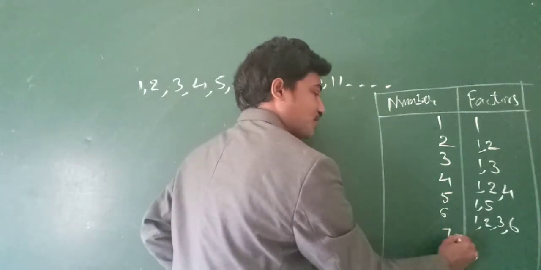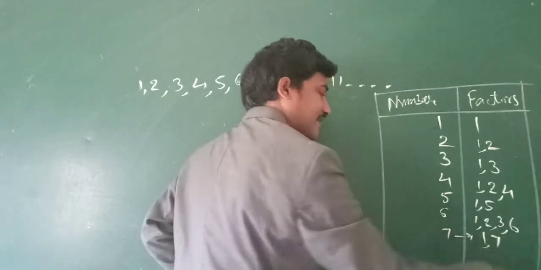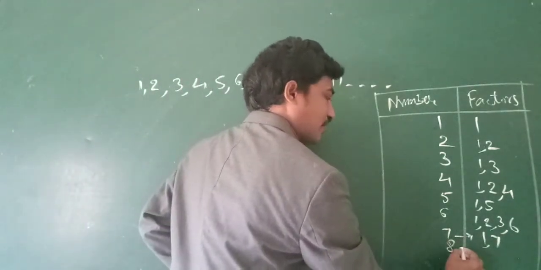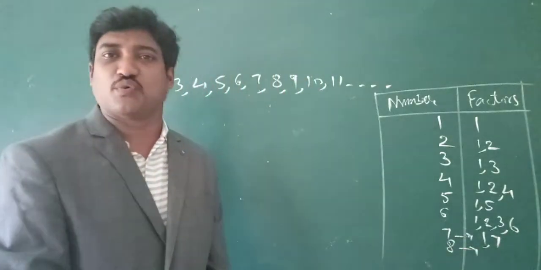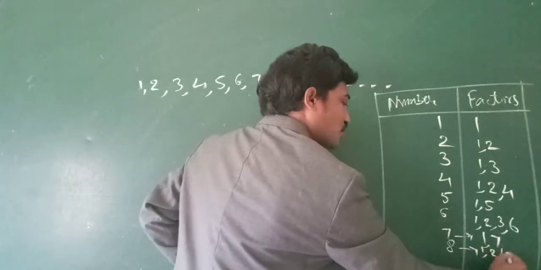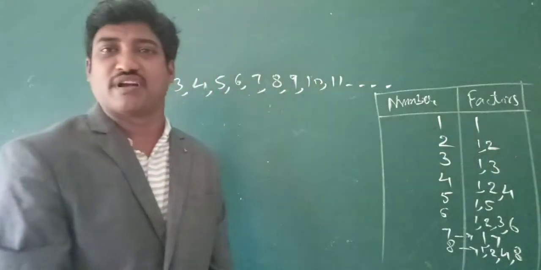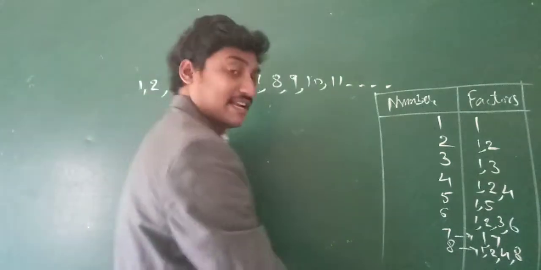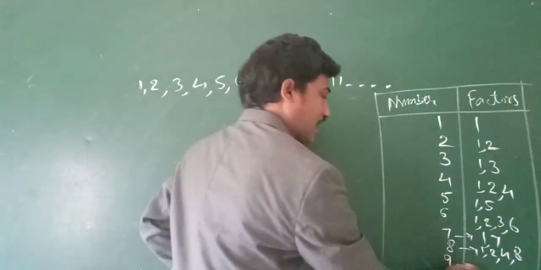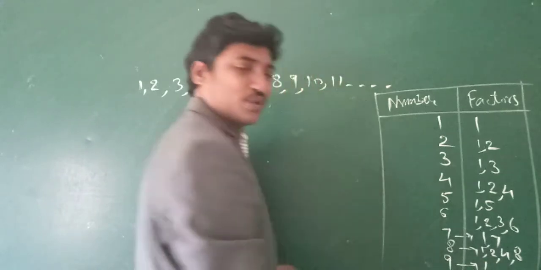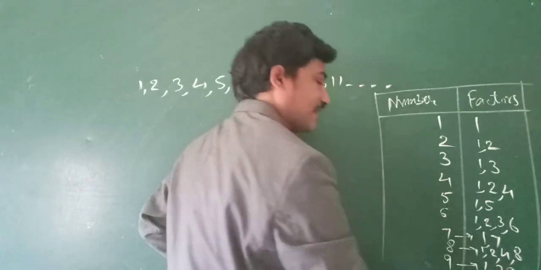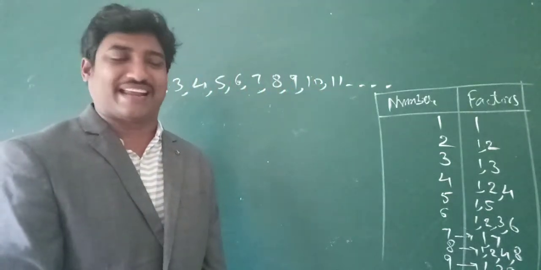7 has only two factors, 1 and 7. 8 can be written as 1 into 8, 2 into 4. So 1, 2, 4, 8 are the factors of 8. Next, 9 can be written as 1 into 9, 3 into 3. So 1, 3, 9 are the factors of 9.